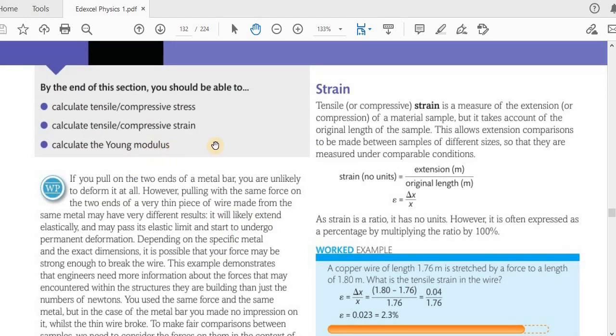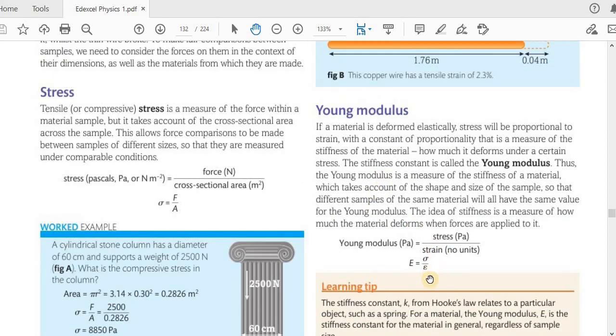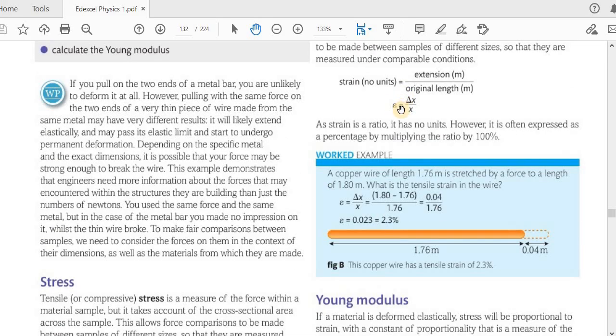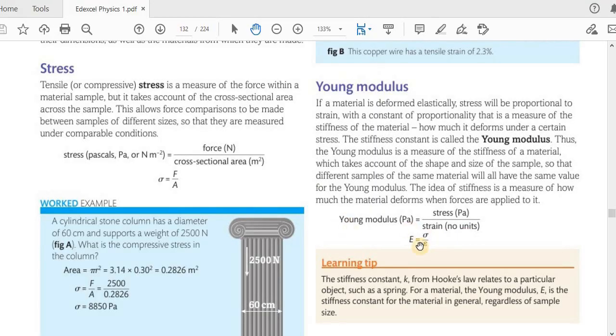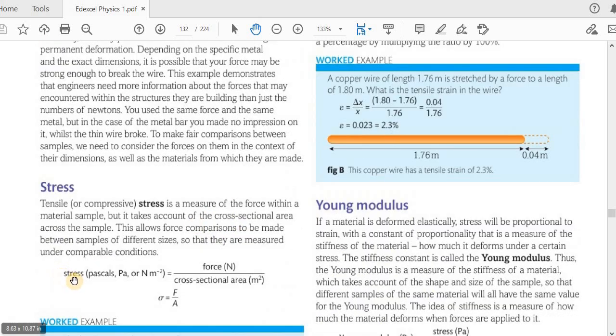Then Young modulus. You can see Young modulus is equal to stress over strain. That is this quantity divided by that quantity there. First we will see something about these quantities. So here you have stress, that is force divided by cross-sectional area. Now this force can be a compressive force or a tensile force. So it is tensile or compressive stress depending on whether the force is tensile or compressive.